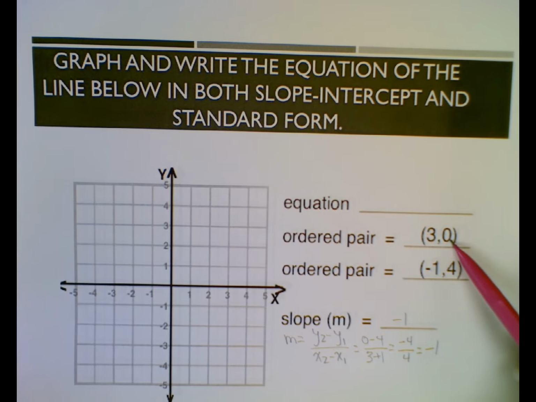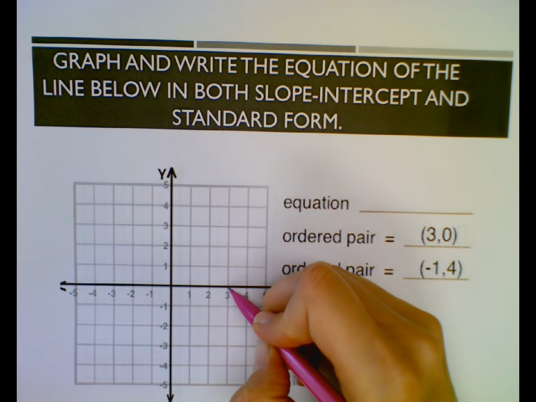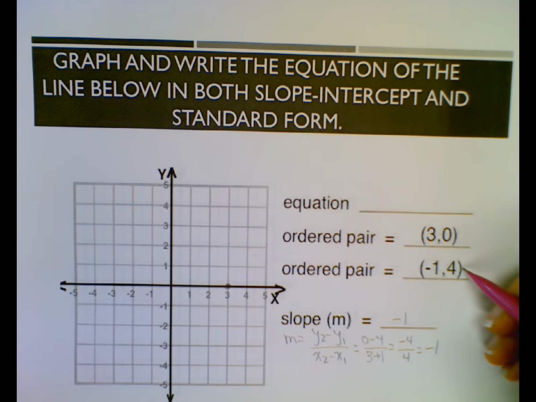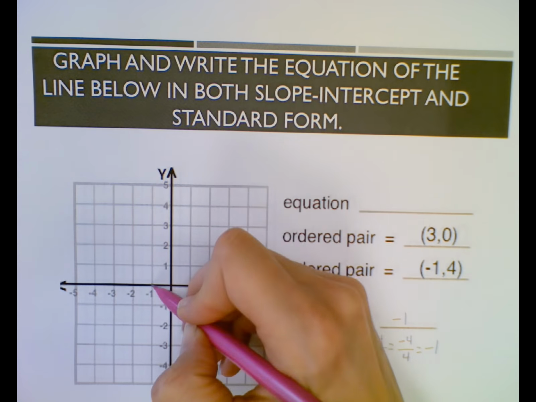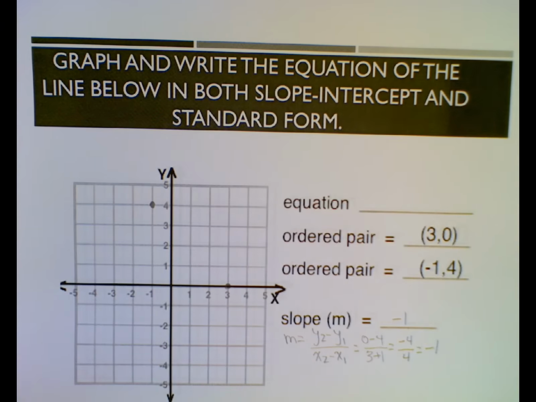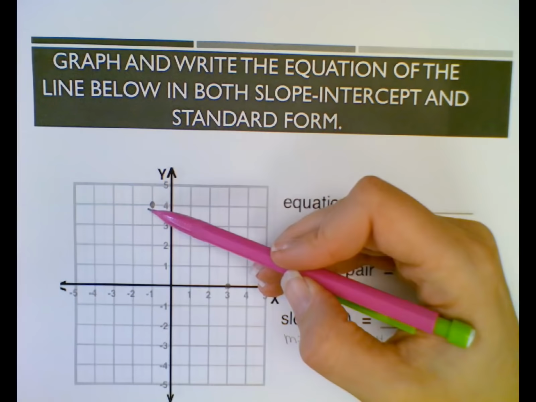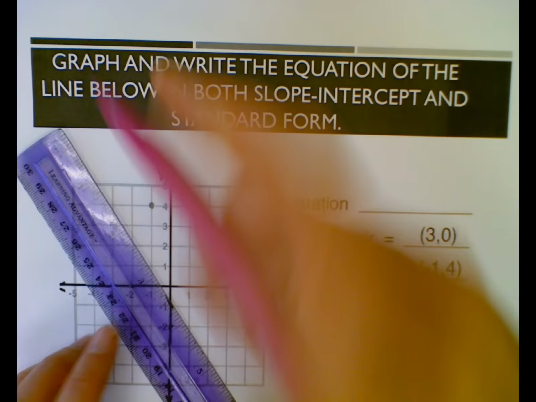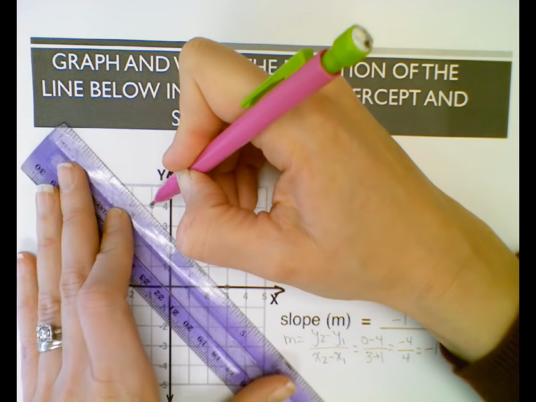If I look at this point right here, 3, 0, that would be here. And if I look at my other point, negative 1, 4, that's going to be there. Okay? And I can kind of verify. I can say down 1, down 1, down 1, down 1, and I see that I end up with a nice line with a slope of negative 1.